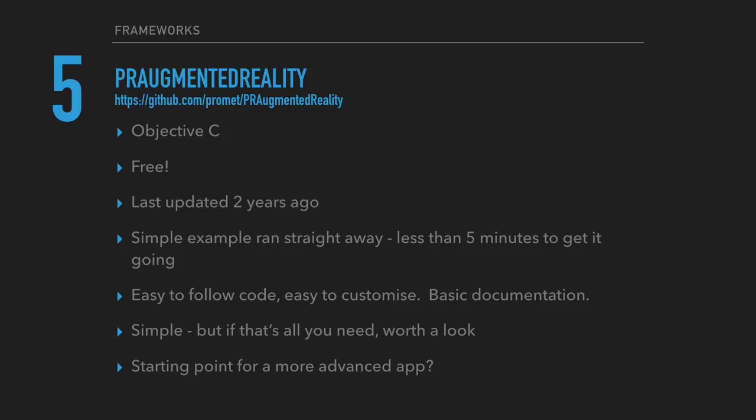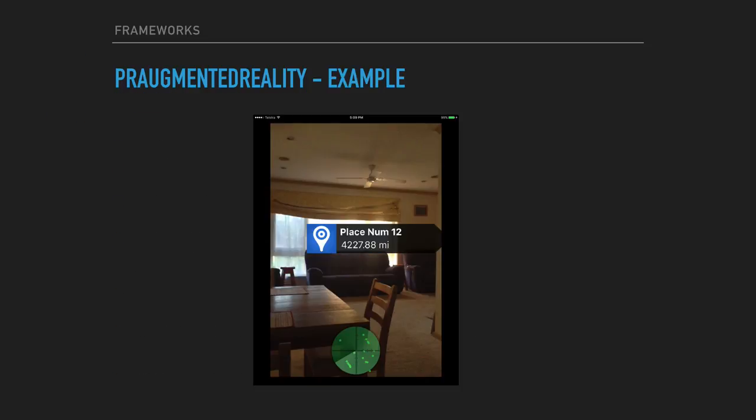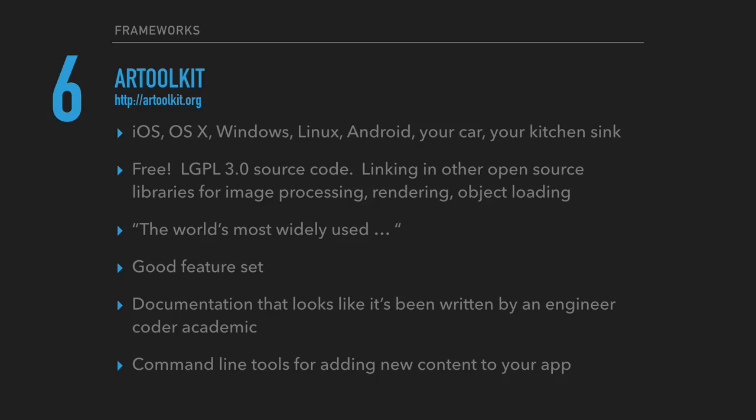They actually had a GitHub thing with some documentation saying, look in this file, at this line, this is where you want to change such and such to do whatever. So that's what it looks like. It's pretty simple. But if you only need simple, then check this one out. Right, final one. If you want more than simple and you still want free, then check out ARTOOLKIT.